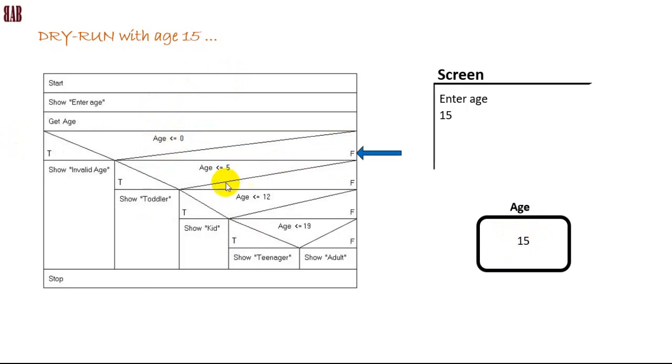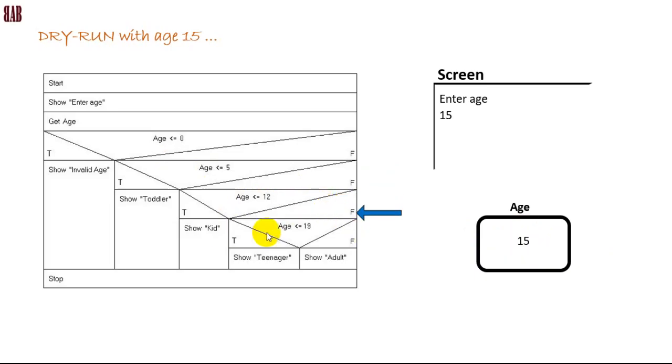And in the false side, we have another condition checking for age less or equal to 5. That is also false because this is 15, a bigger number. So the condition is false, and you come to the false side of that. Then you go to the condition within that, which is less or equal to 12. That is also false because this is a bigger number, 15. It's not less, it is not equal. So the false side of that also.